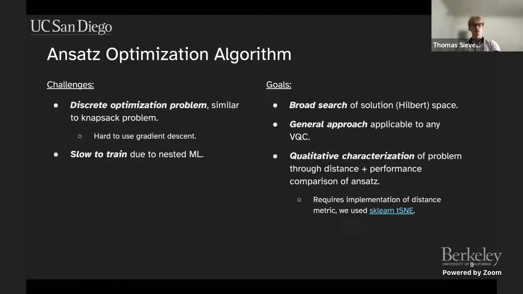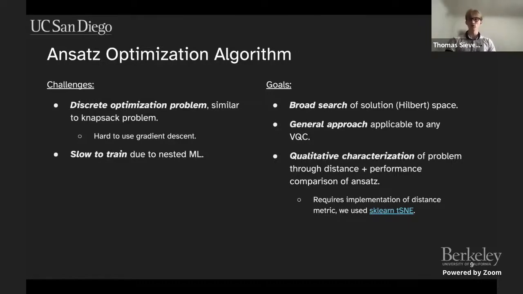This ansatz optimization is also going to be really slow because it's really nested machine learning. For every given ansatz, in order to determine how good or bad it is, you have to optimize that ansatz. So kind of like the performance of any given trial is itself a machine learning problem.